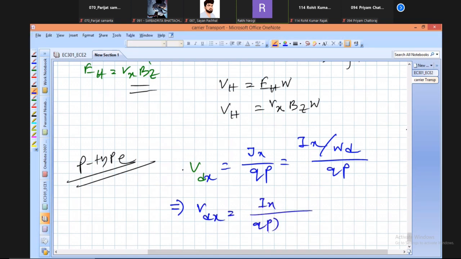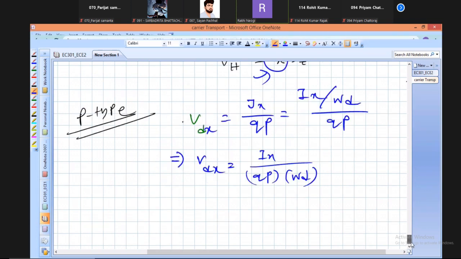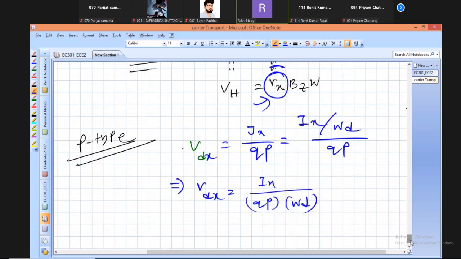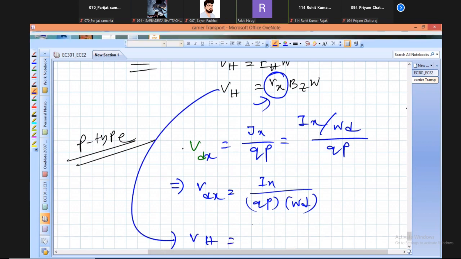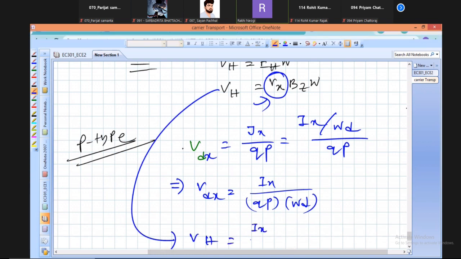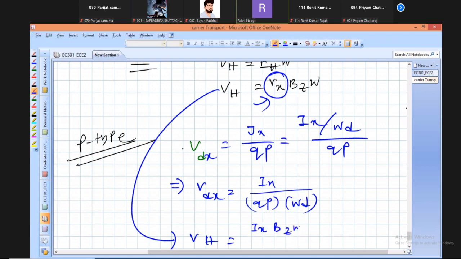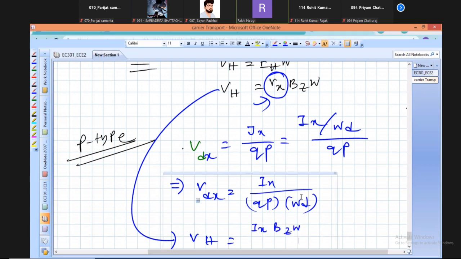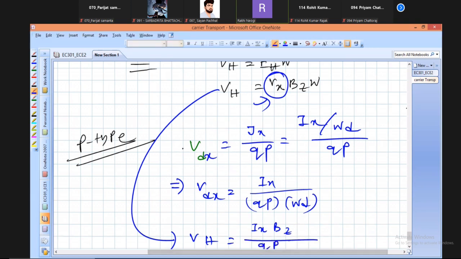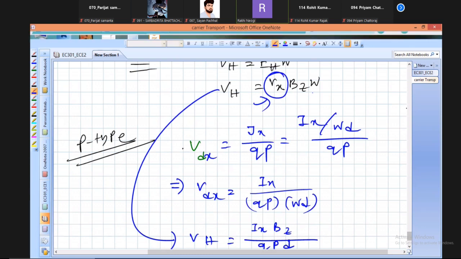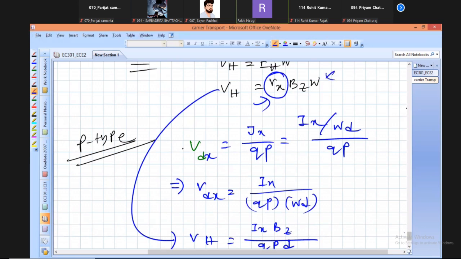by QP into WD. Now if you pay attention here, Vx is also present, which is the velocity of the carrier. So I can write Vx equal to Ix Vz, W cancels, by Q. That is the numerator, so W cancels.